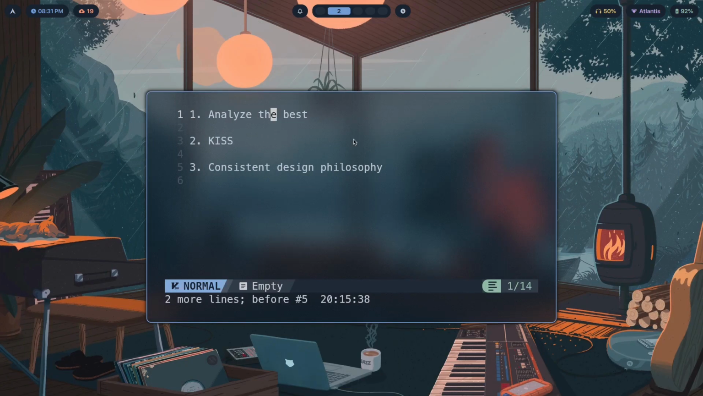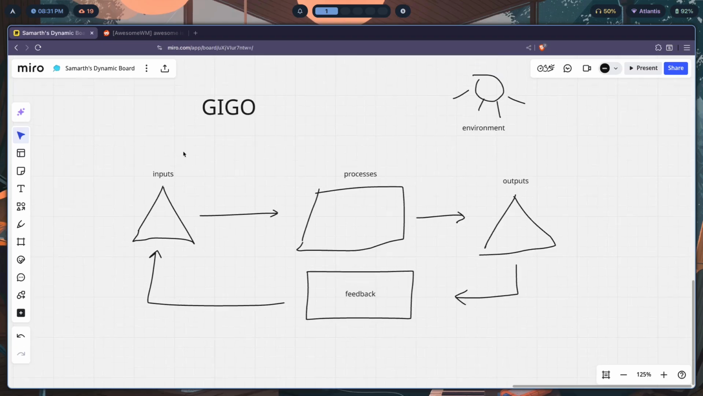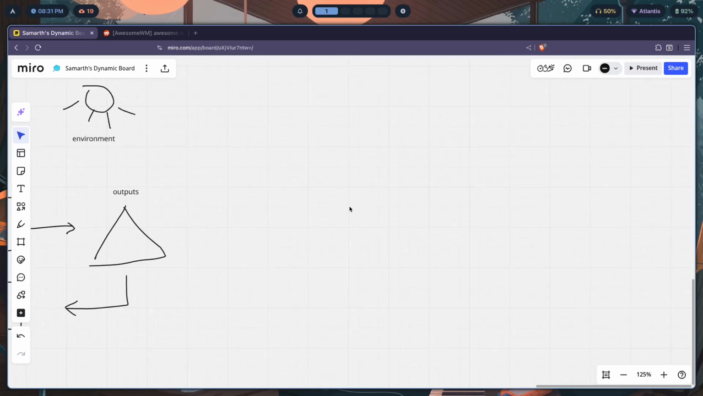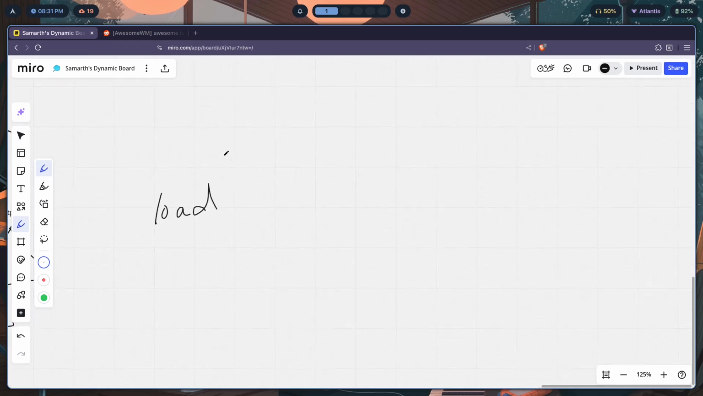Now, that's one reason. That is not the only reason why you should bother analyzing the best, because there is another one. It's because of the way that your subconscious brain works. You can think of the creative process as a 3-step process. First, you load up on information. So step 1 in the creative process is loading up on information.